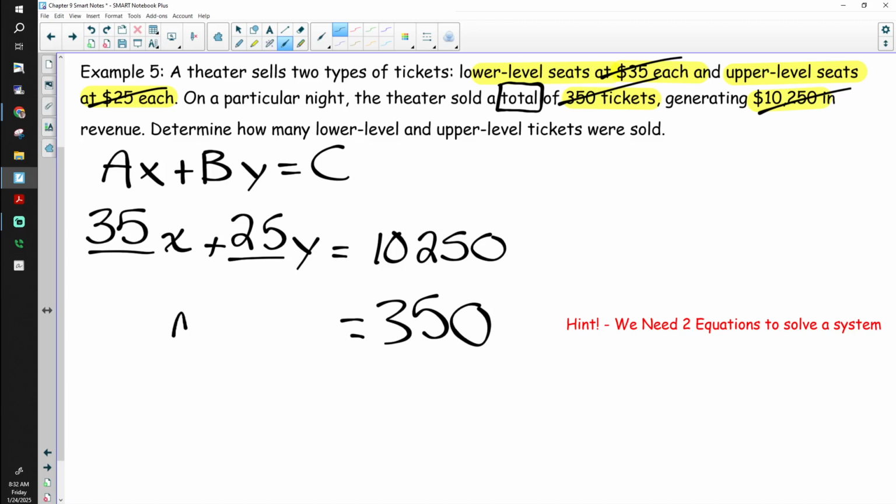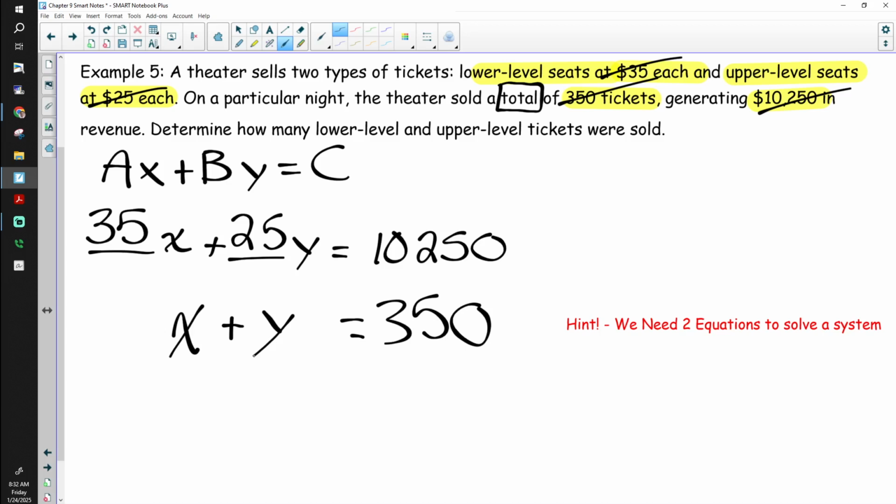350. If I take all my lower level, X, which we don't know what X is, plus all of my upper level tickets, which we know is represented by Y, and again, that's why this is a problem, because we don't know how many tickets were sold. So that's why we use X and Y. Maybe it's 250 and 100. Maybe it's 200 and 150. We don't know. That's the problem we're trying to solve. How many were sold?